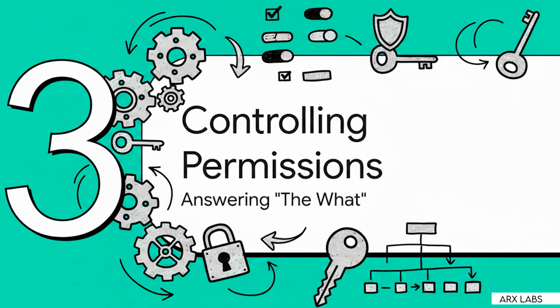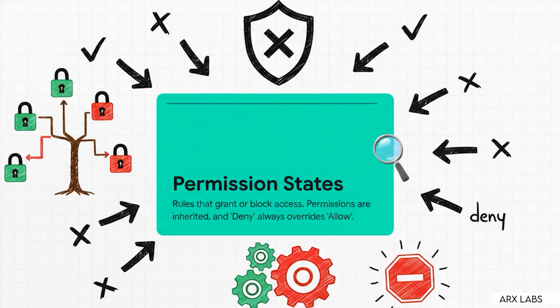Okay, so we figured out the who. That brings us to pillar number 2, permissions. This is all about answering the next question. What can these people actually do? Now, if you remember just one thing about permissions, make it this: deny always wins. It doesn't matter if a user is in 10 groups that say allow. If just one group says deny, then access is denied. End of story.